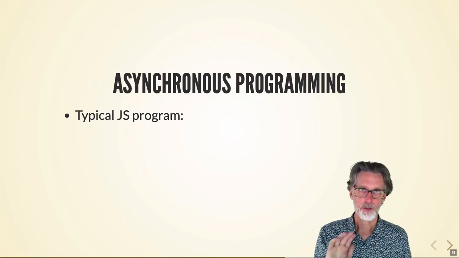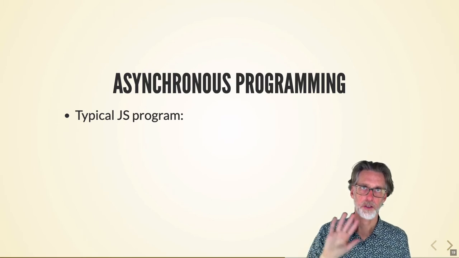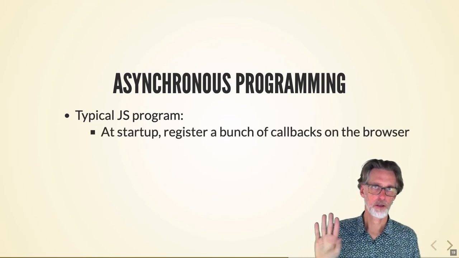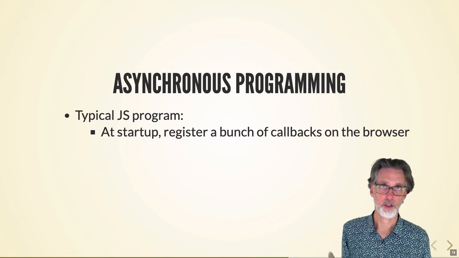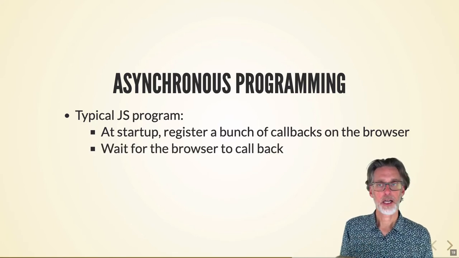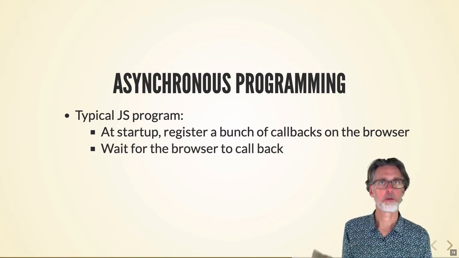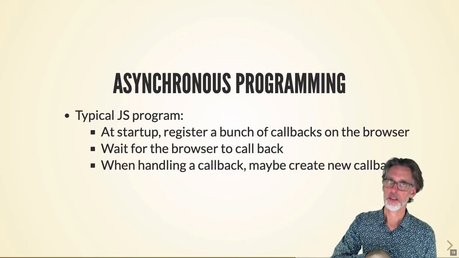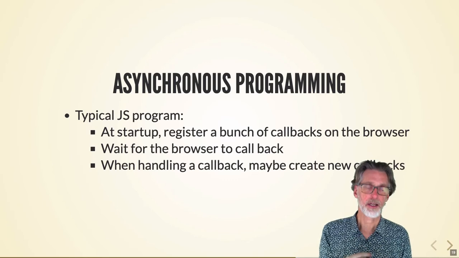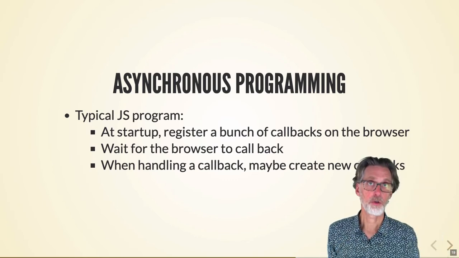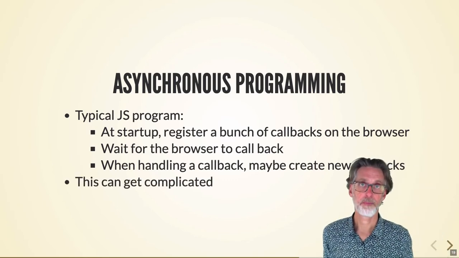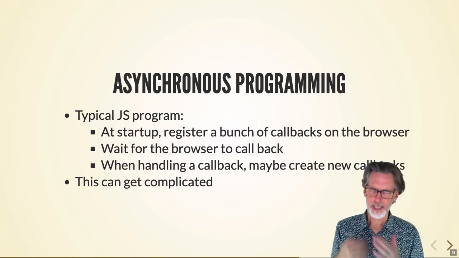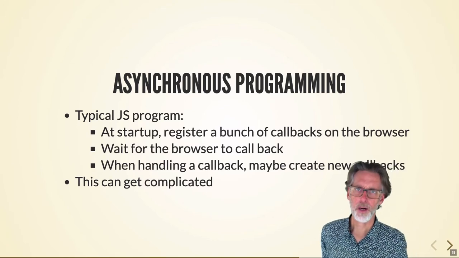A typical JavaScript program is going to register a bunch of callbacks on the web API of the browser when it starts up, and then it's going to sit there and wait to be called back. Whenever we actually do get a callback into the JavaScript, we'll handle that, potentially registering new callbacks onto the web API. This kind of asynchronous programming can get quite complicated.